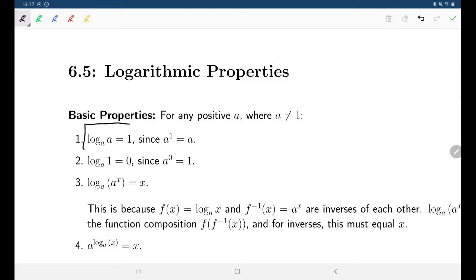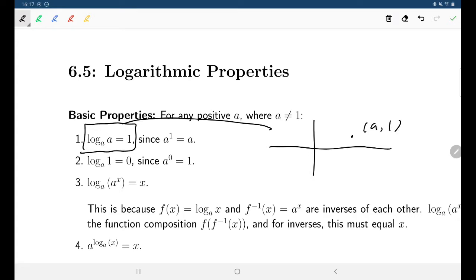You also know this because of the graph. If you're thinking about the graph of log base a of x, you know it goes through the point (a, 1). So you know that when x is a, that y is 1. So not a surprise, log base a of a equals 1.